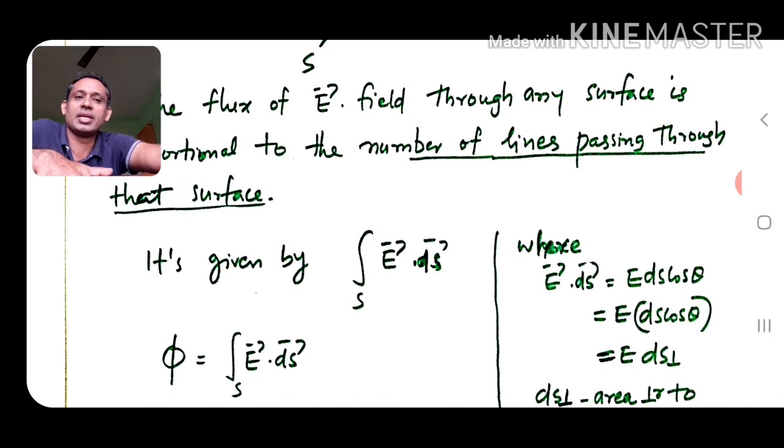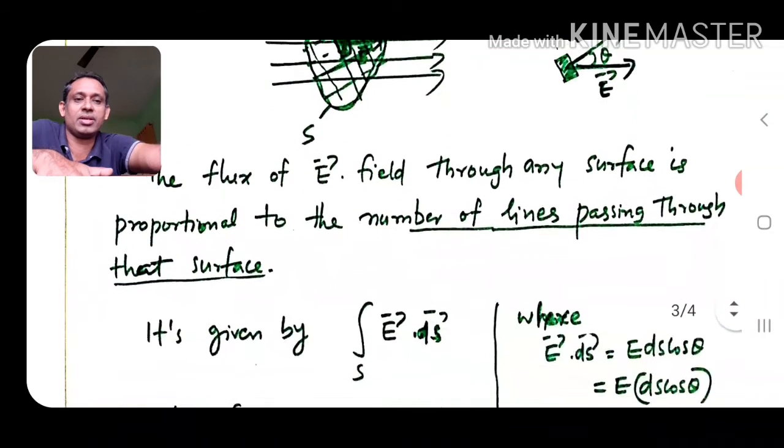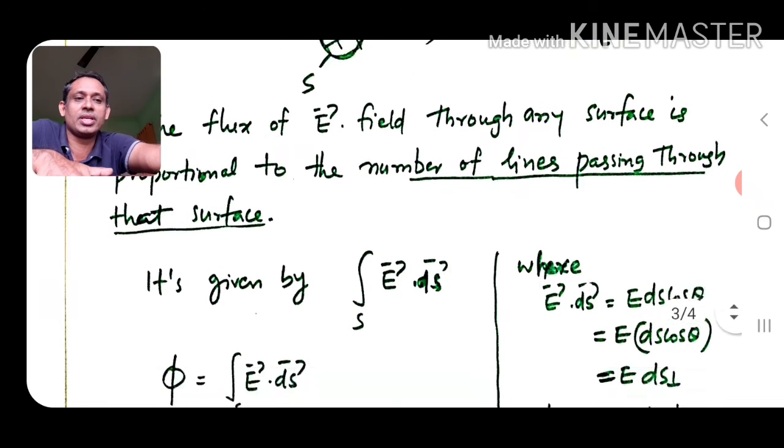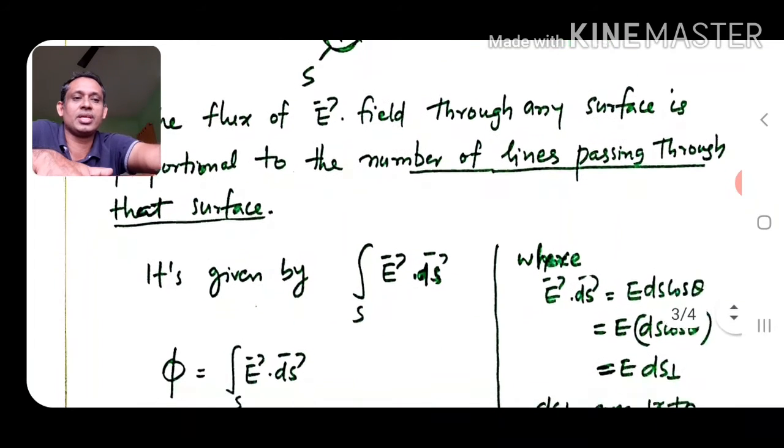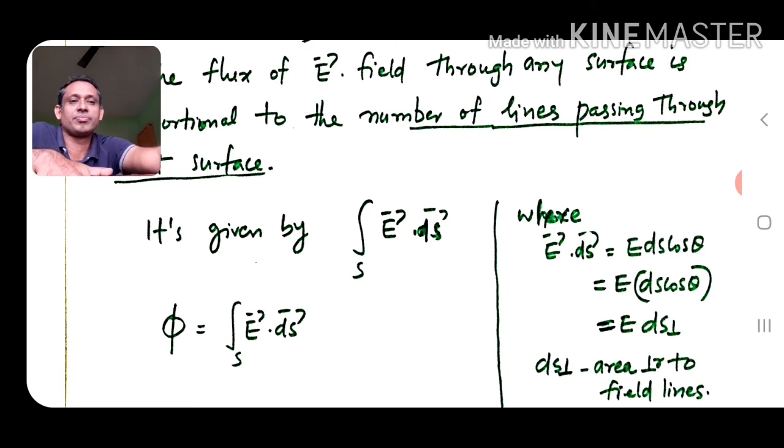And it's given by the surface integral of E dot ds. Here ds is a small area; the surface can be divided into small area segments, and the area of each segment is ds. So E dot ds is E ds cos theta.